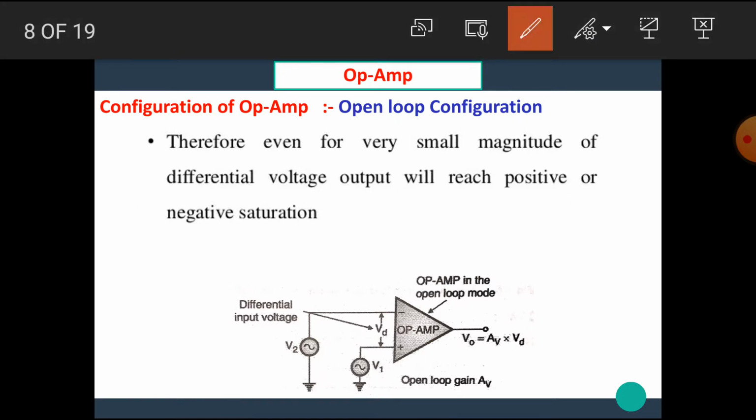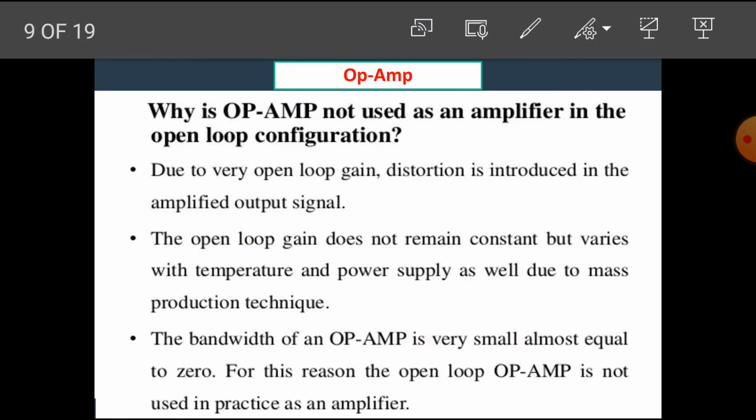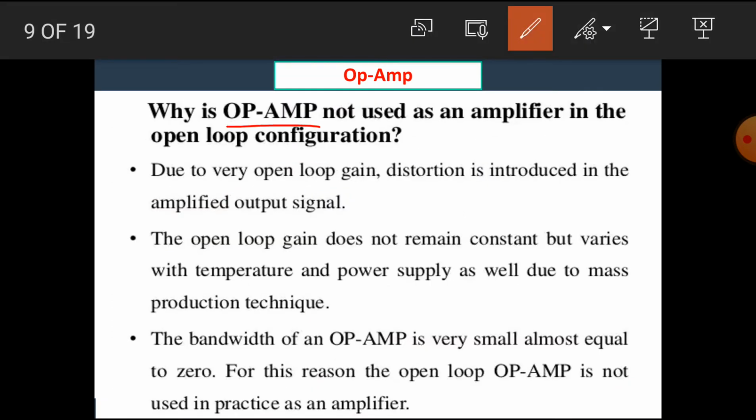Therefore, for a very small magnitude of the differential voltage the output will reach the positive or negative saturation. Let's see why the op-amp is not used as an amplifier in open loop configuration.